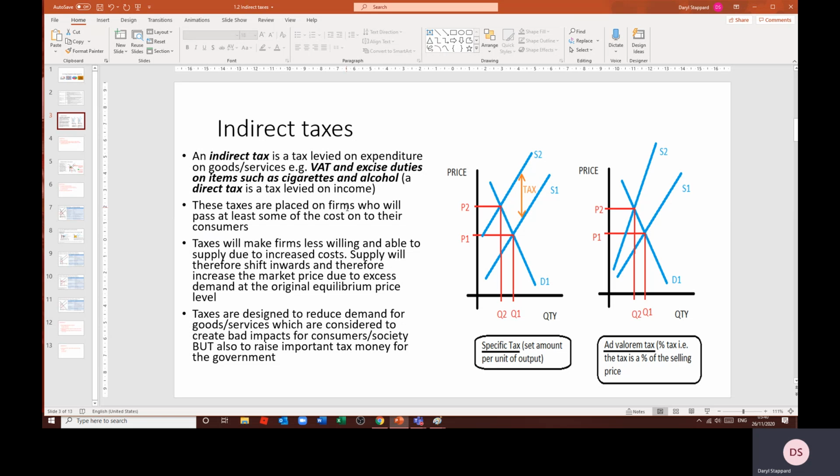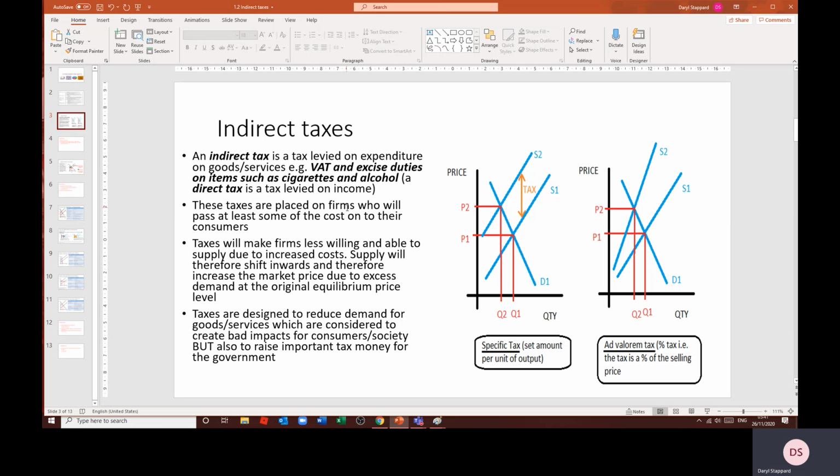Now, first of all, think about some examples of indirect taxes. It could be VAT. So a lot of the things that you buy will have a VAT tax placed on them. This is often about 20% of the selling price. So that means that firms have got a 20% tax they've got to pay when they sell goods and services to you as the consumer. We also have other types of indirect taxes, which we call excise duties. And these are additional tax placed on products such as cigarettes and alcohol.